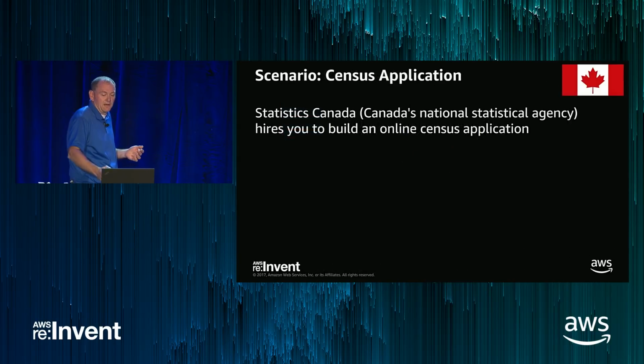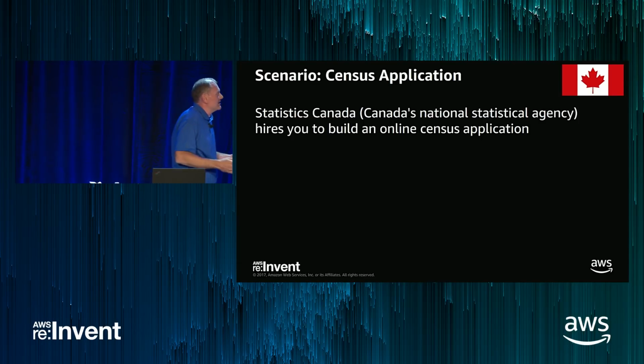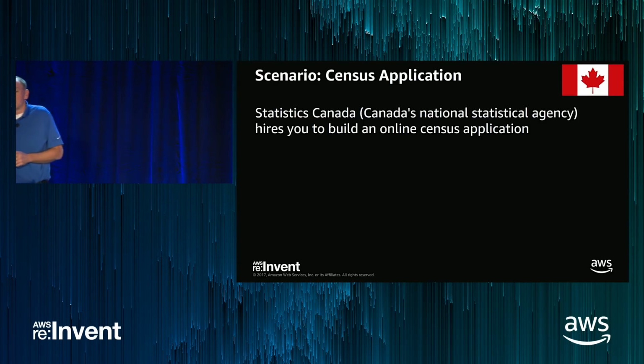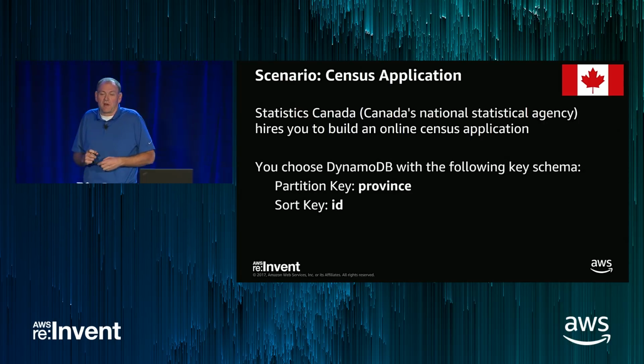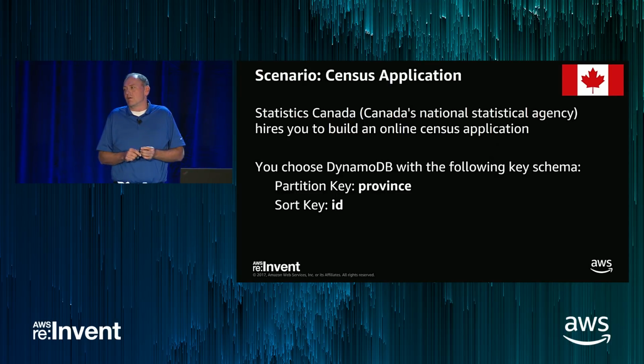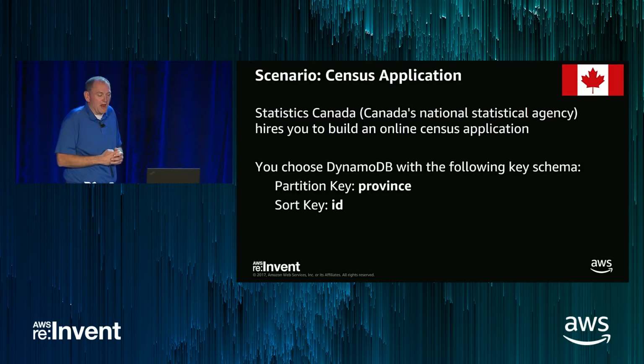what ends up happening, let's just talk about a real scenario. So in this particular application, let's say you're hired by the Statistics Canada Bureau to build a census application. And you decide that you're going to use the following schema for that application. You're going to partition on the province. You're going to sort on the user's ID. So that's great. Seems pretty even. No problem. Lots of provinces in Canada. Lots of people live in Canada.